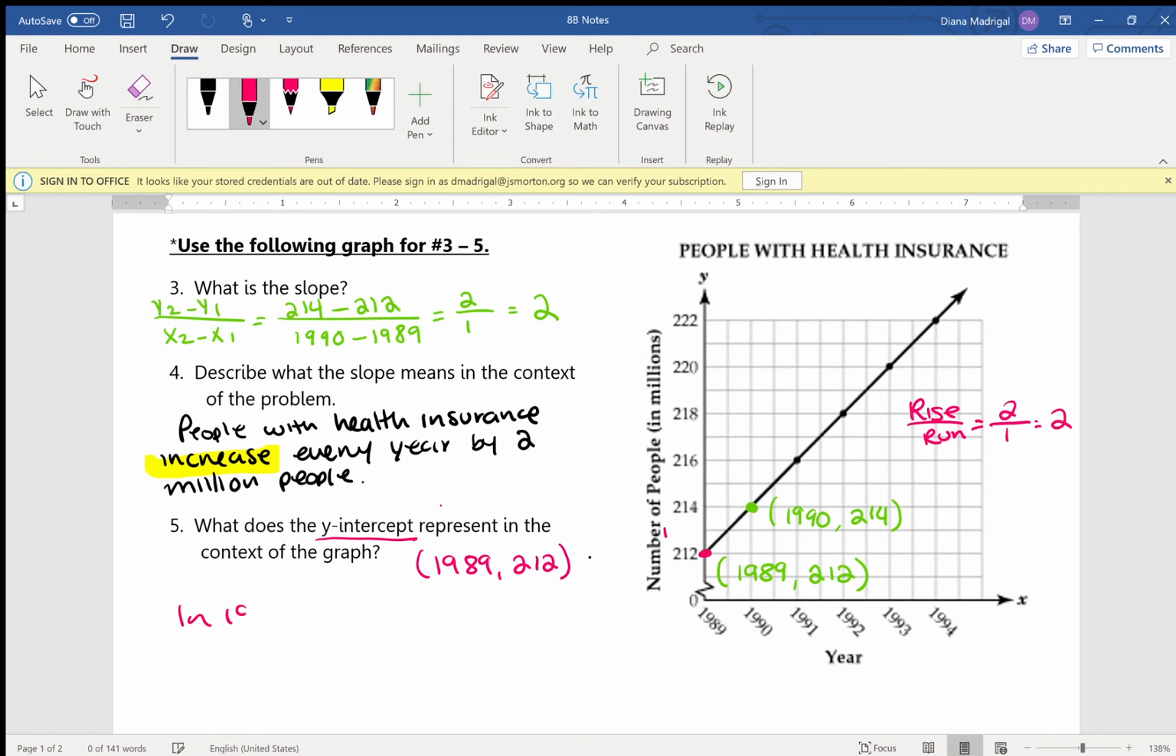In 1989, 212 million people had health insurance. There you go. So in 1989, 212 million people had health insurance. That's what the initial point represents. It's the initial number of people with health insurance. When did it start? In 1989. How many people had it already? 212 million people. All right. So at this moment, try the next one on your own.